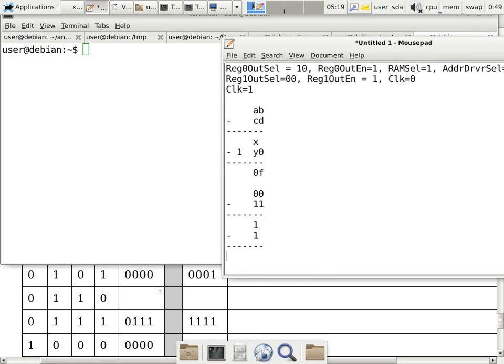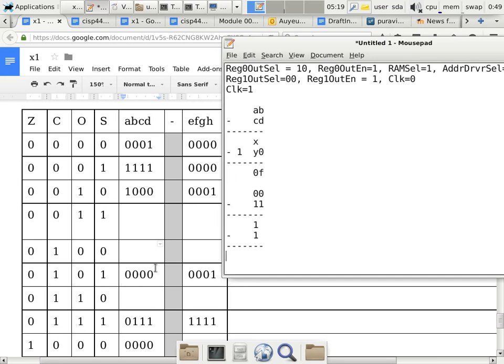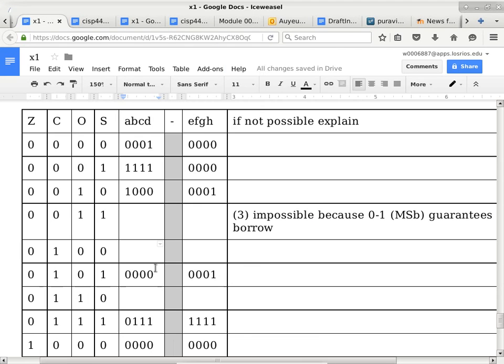0 minus -1 is 1. It doesn't have any overflow. It does have a borrow. So that's how we can make it happen. So this one is possible. Yeah, it is possible. So we have that pattern, which is 0 minus -1. 0, 0, 0, 0 minus -1 will make that happen.